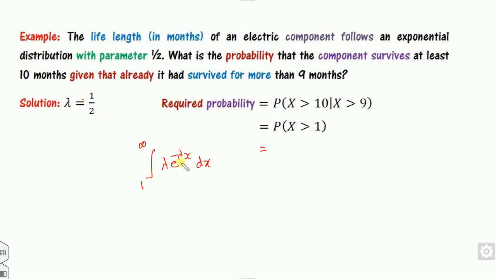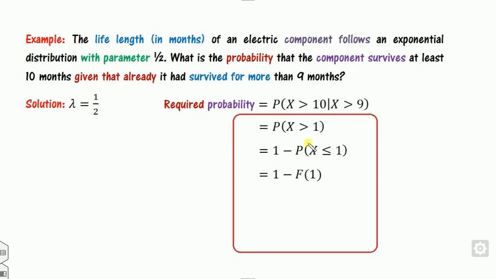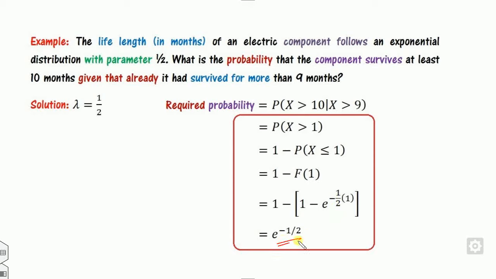You can substitute the value of x here. Otherwise, you can write it in CDF form. So how do you write it? F of x is 1 minus e raised to the power minus lambda x. So you will get the required answer here. There is no need to integrate again and again, just use the CDF always.